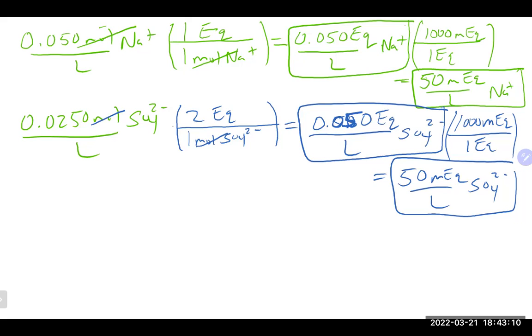All the negative charge in that solution comes to about 0.05 equivalents per liter, which nicely balances out the 0.05 equivalents per liter that's coming from the positive charge. So the overall charges balance each other out. Any questions on that there? Yeah.